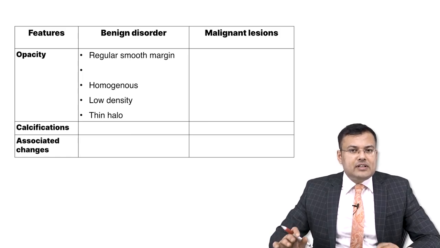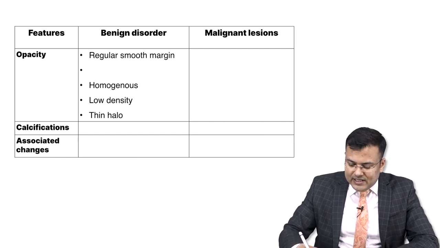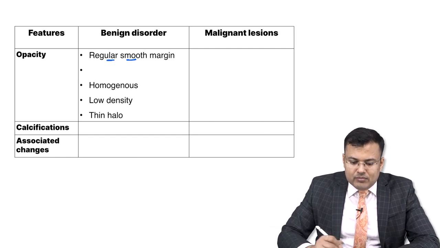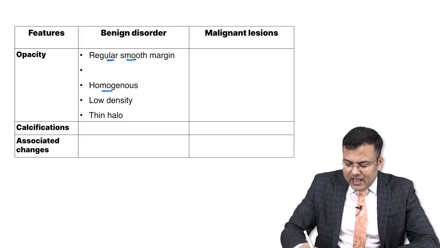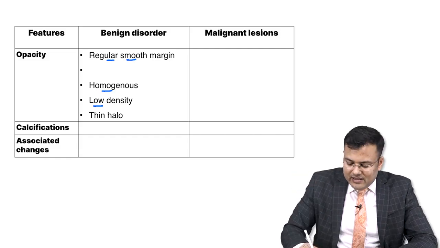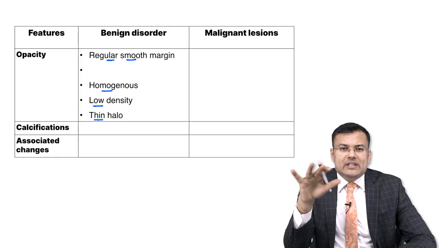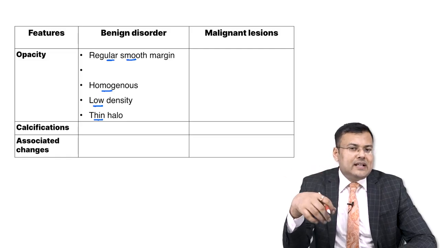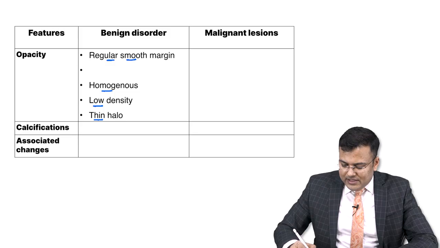The first important point is to look at the opacity. If the opacity has a regular smooth margin, is homogeneous, has low density, meaning density similar to the breast tissue, and a thin halo, what is halo? Halo means empty appearance. These are the findings suggestive of benign disorder. But in malignancy, it's just the opposite.